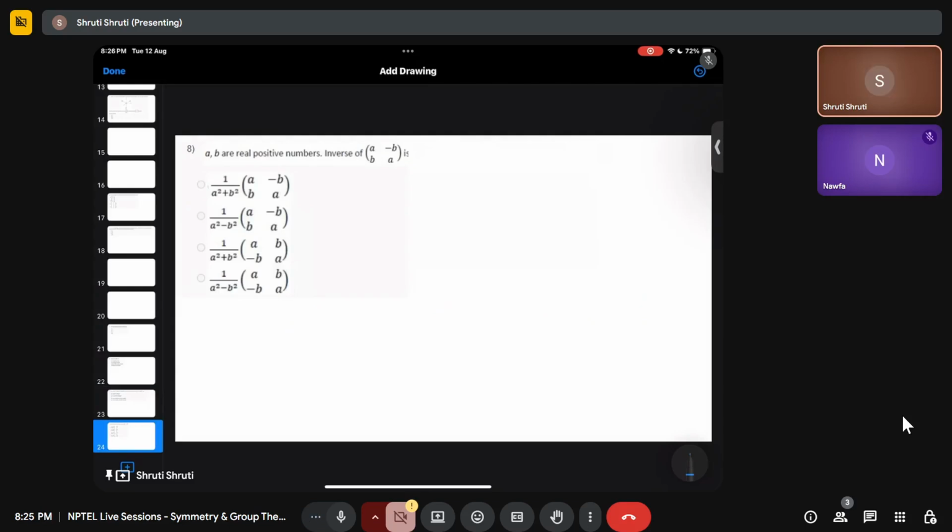Next one is to find the inverse. This is easy, right? This you can do. Yes, ma'am. What is the answer for this one? C. So how do you find inverse? What do you need first of all?